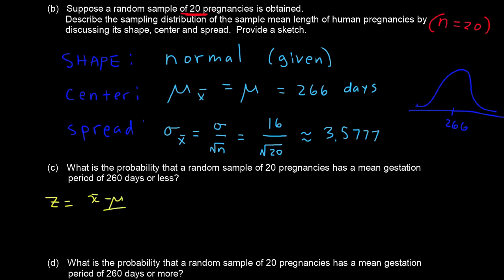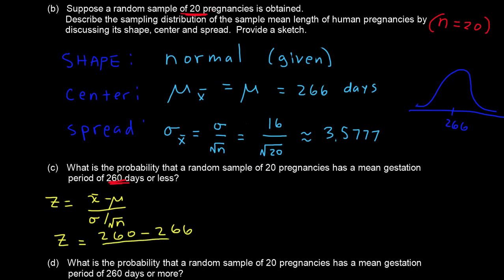That's been slightly adjusted to apply to sample means. So we want to plug in the sample mean that was given for X bar. That is the mean gestation rate that was given of 260 days. So that's what we will plug in, 260, and subtract the mean, 266, that's what we see above.